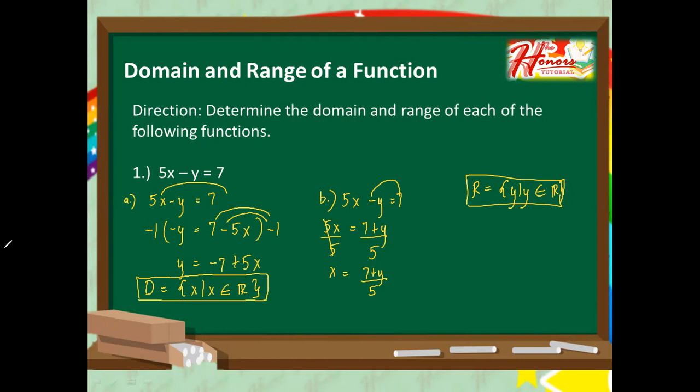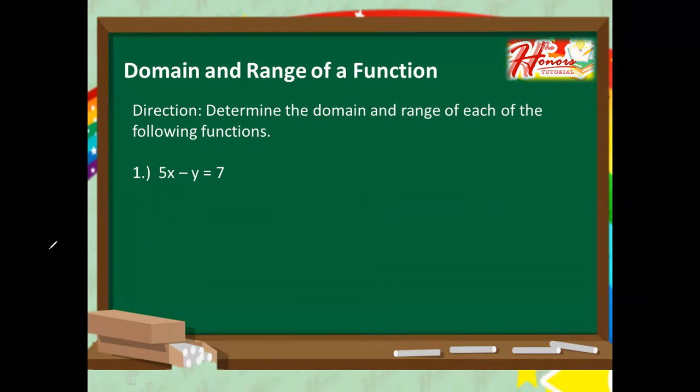Next, let us have number 2. For number 2, we have here y equals x squared minus 25. We can easily determine our domain here because this is a polynomial already. So therefore, your domain is equal to the set of all x such that x is an element of a real number. Next, what we are going to do now is to solve for the range.